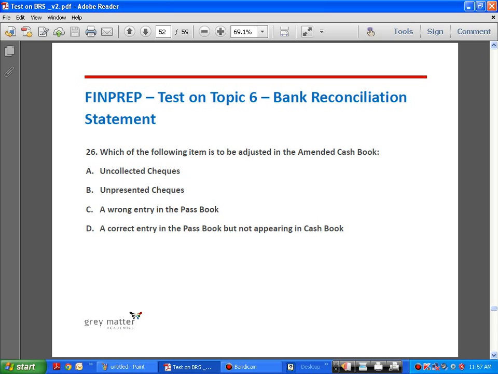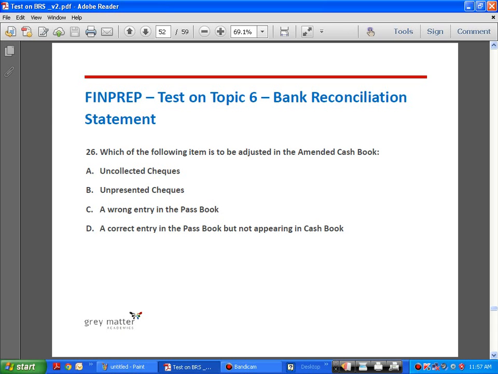Okay. So let's look at question 26. It says, which of the following items is to be adjusted in the amended cash book? As I told you, in the amended cash book, what we will adjust is only the errors or the omissions that have been made by the customer at his end. So uncollected checks is a timing difference, unpresented checks is a timing difference, a wrong entry in the passbook cannot be rectified by us, and so option D is the correct answer.